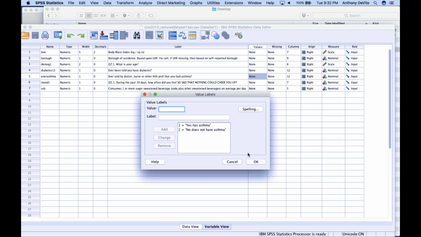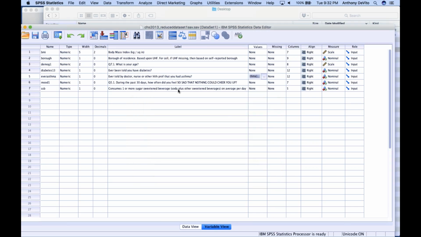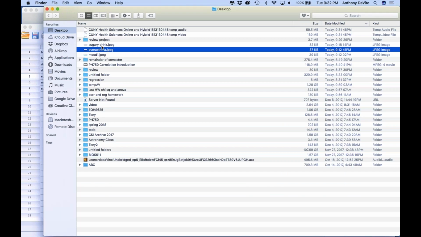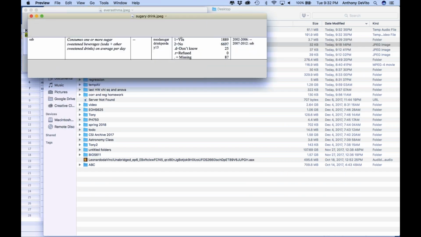Add, make sure you say add before you say okay. And for sugary drinks, we might as well take care of that now too. Sugary drinks, let's see, 1 equals yes, they consume 1 or more sugary drinks. 2 equals no.